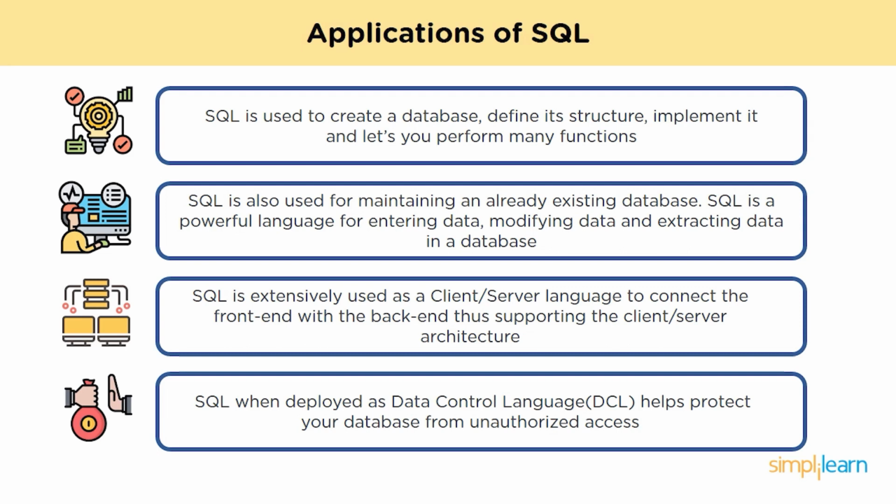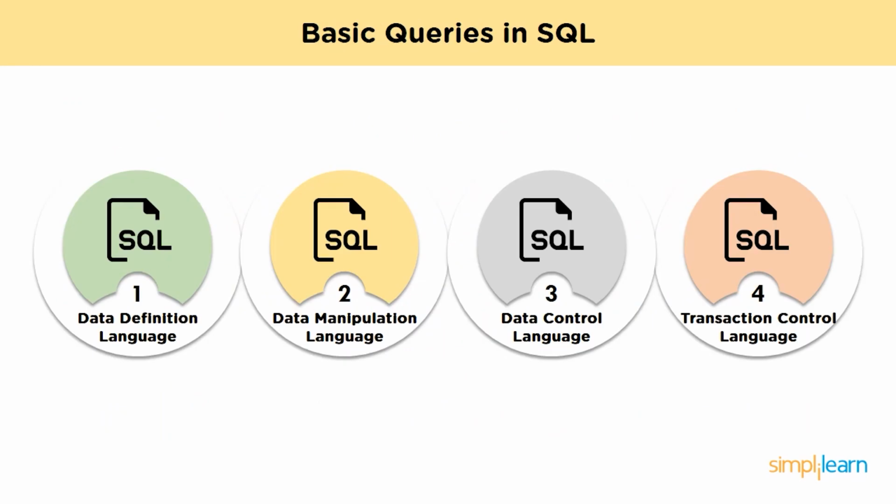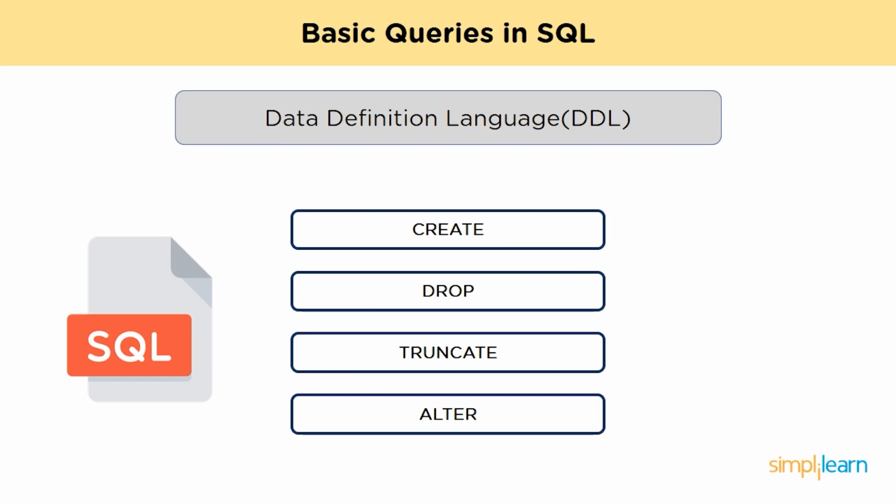After knowing SQL with its features and applications, let's go through some basic queries in SQL. That is DDL, Data Definition Language; DML, Data Manipulation Language; DCL, Data Control Language; and TCL, Transaction Control Language. DDL or Data Definition Language consists of the SQL commands that can be used to define the database schema. Let's see DDL commands. The CREATE command is used to create the database or its objects like table, index, function, views, stored procedure, and triggers. DROP is used to delete objects from the database.